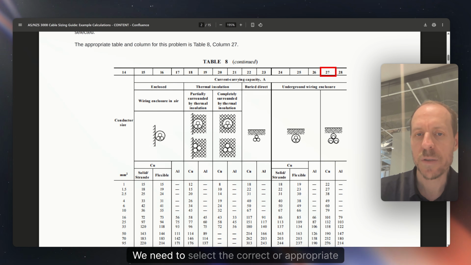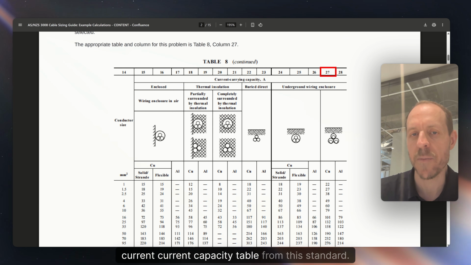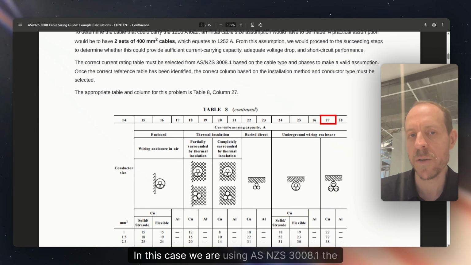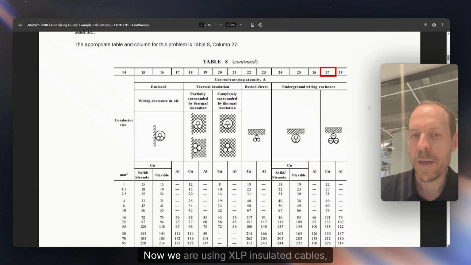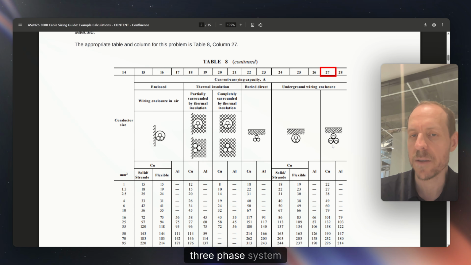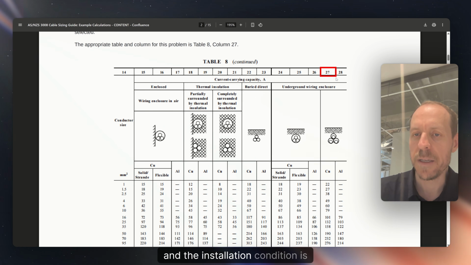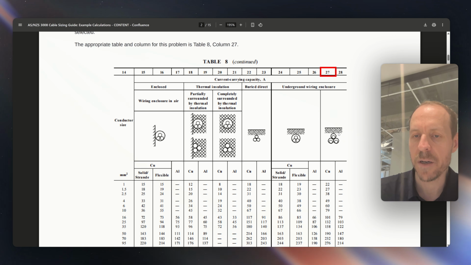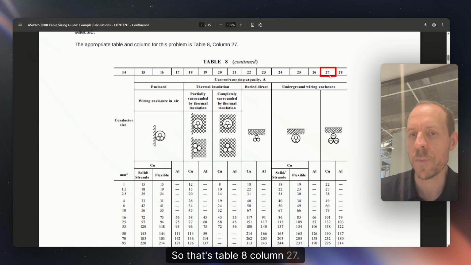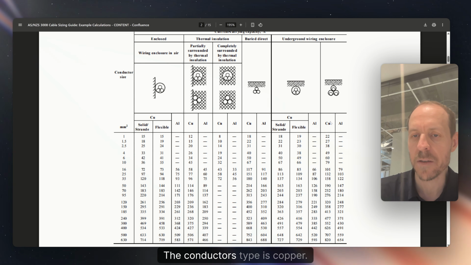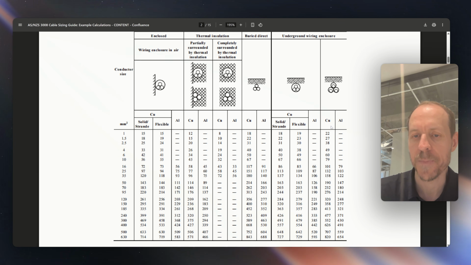We need to select the appropriate current carrying capacity table from this standard. In this case, we are using AS/NZS 3008.1, the Australian standard. Now we are using XLPE insulated cables, three-phase system, and the installation condition is installed in separate conduits. So that's table 8, column 27. The conductor type is copper.